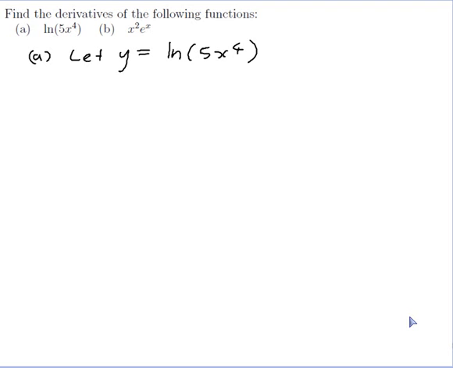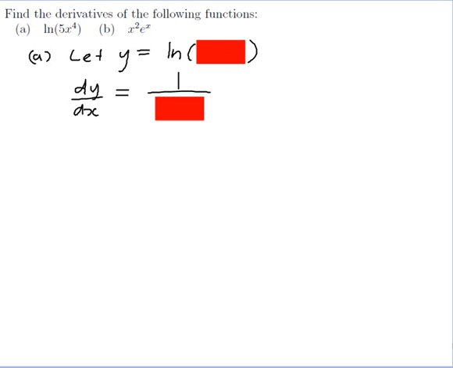And what we want to do is differentiate that, and we'll get dy on dx. And we'll need to use the chain rule because I have a function inside a function here. So what I need to do is pretend that the function in the middle is actually just x. So ln of x, the derivative of that would just be 1 on x. So I have 1 on that box, like that. But it's not a red box or an x, it's actually 5x to the 4, isn't it? So it's really 5x to the 4.